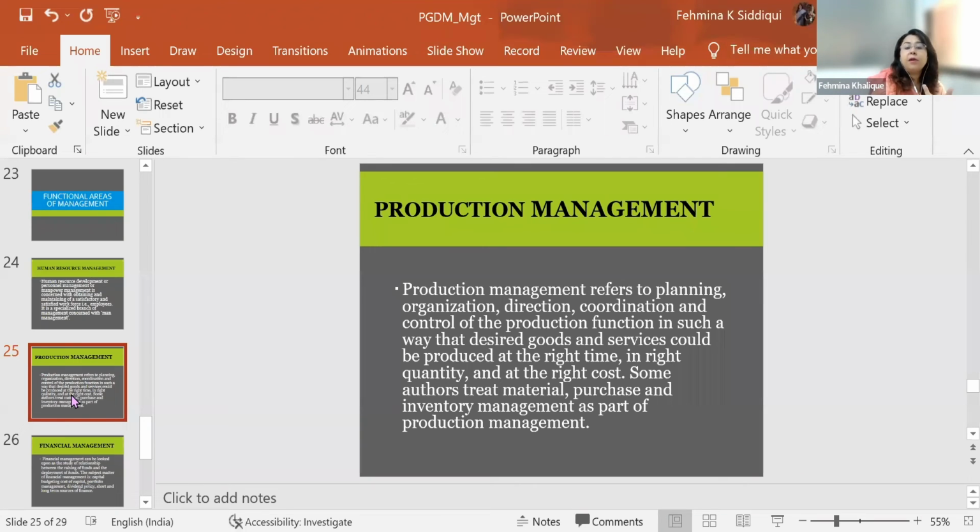So in the production department, the main aim of the manager is to find out how goods and services can be produced at the right time, delivered to the customers at the right time, right quantity, good quality. Quality should not be compromised, and at a cost which is minimum for the customers to pay. In minimum cost, the best can be reached. Optimum utilization of resources again comes in here at production management.